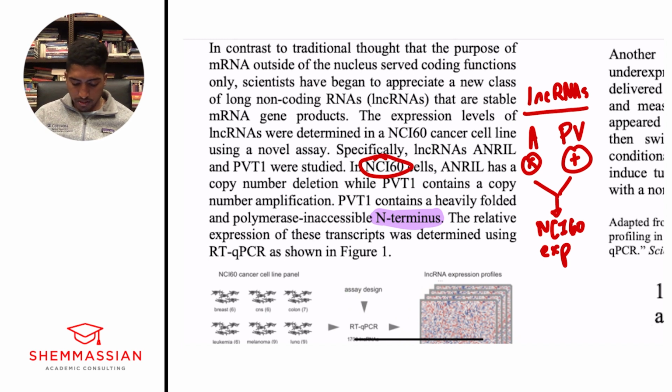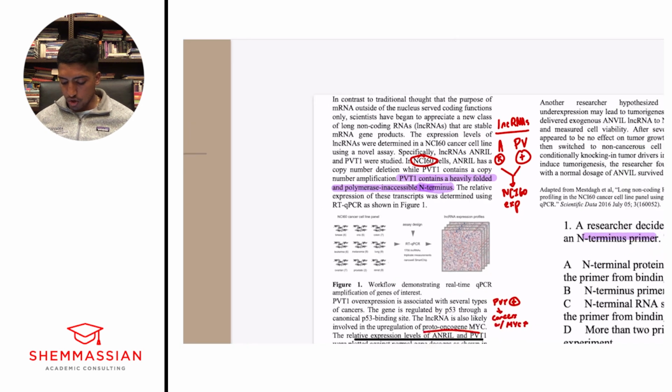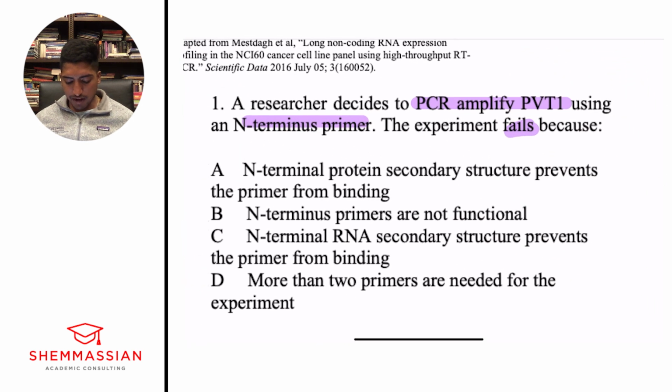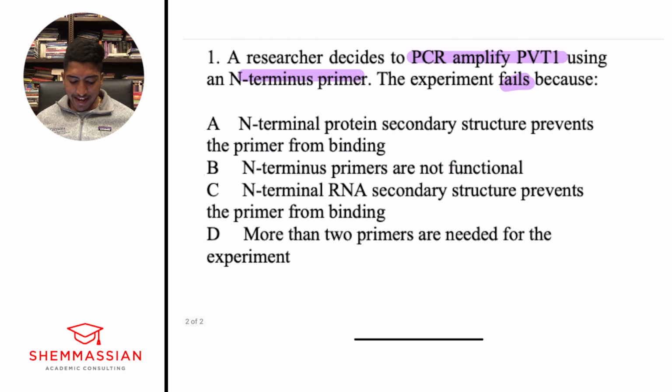So PVT1 contains a heavily folded and polymerase inaccessible N-terminus. The relative expression of these handships is determined using RT-qPCR. So this is the big sentence. PVT1 contains a polymerase inaccessible N-terminus. So why would that make sense, right? Well, the experiment would fail if the polymerase cannot access it or the primer cannot bind to it. So right away, we're deciding between two answer choices, A and C.